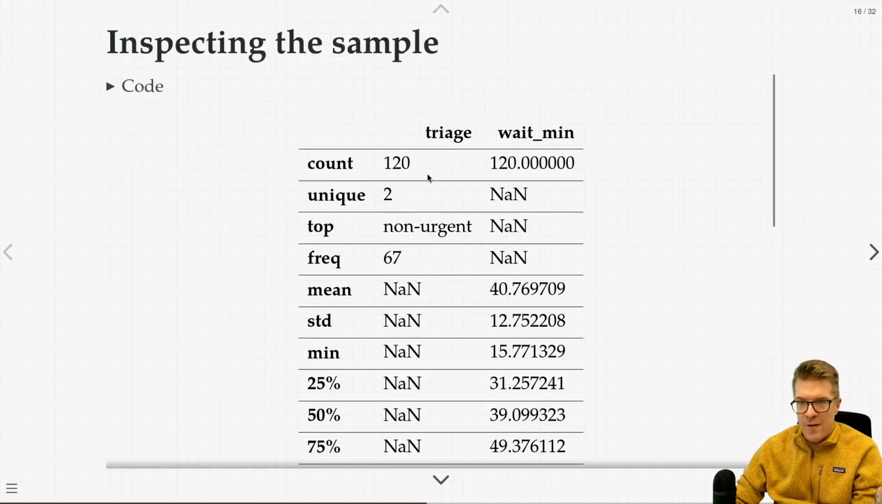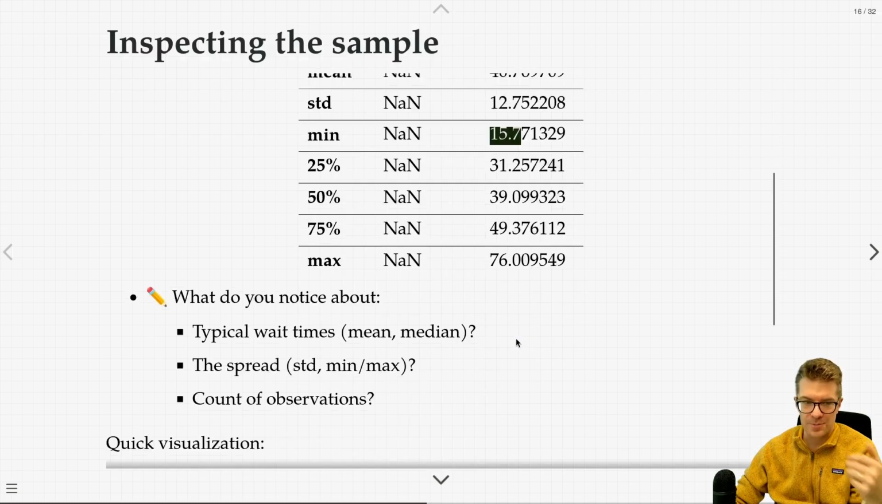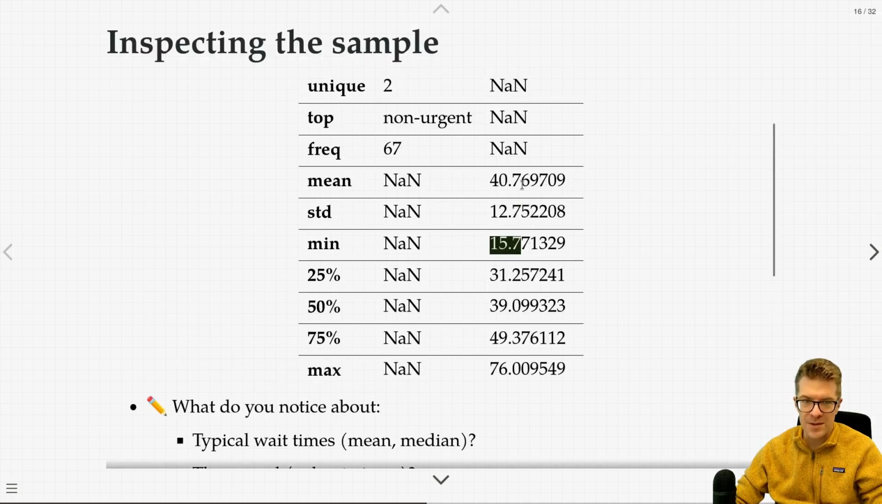How many measurements do we have? It's 120. How many different types do we have of triage? There's only two, urgent and non-urgent. What is the more common one? It's non-urgent, and so on. You can't really compute the mean, standard deviations, or minimums of this nominal category, urgent and non-urgent, but you can compute these statistics on our wait times. So you can see here the mean is 40.8-ish, the standard deviation is 12.8-ish, the minimum wait time was 16-ish minutes, and so on. So one thing I want you to consider and to jot down here is to think about the typical wait times, so means and medians.